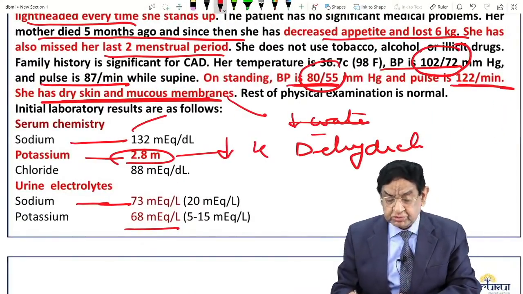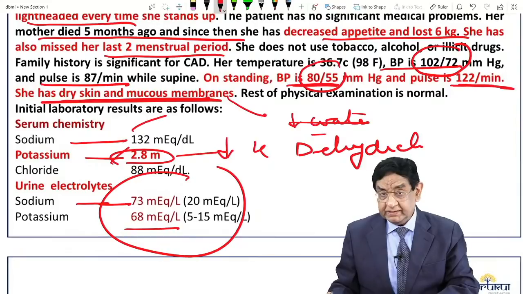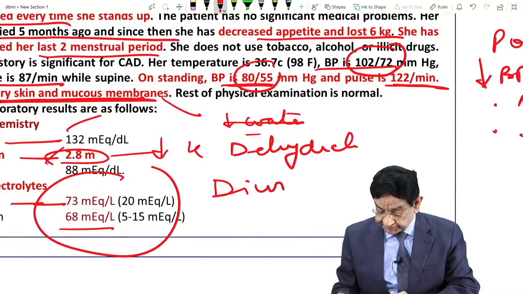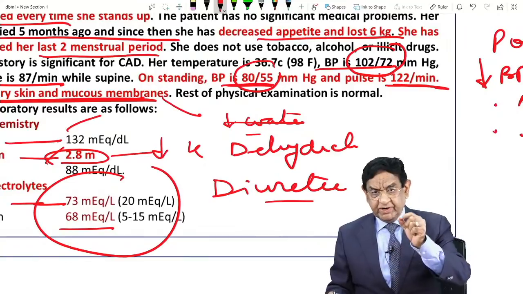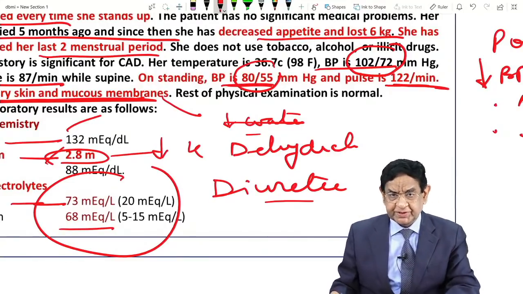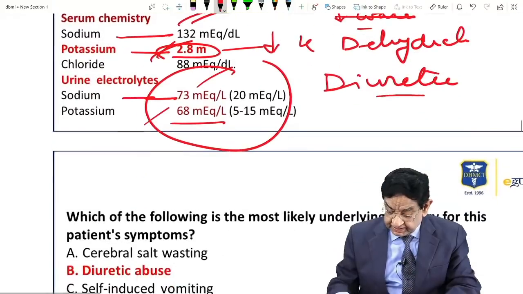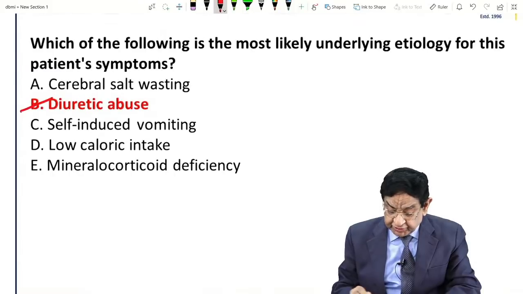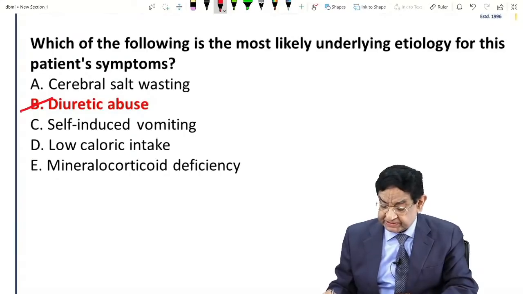Moreover, it has led to low sodium, hypokalemia, and urine sodium and potassium is increased. This occurs with any use of diuretic. Any use of diuretic like furosemide, that can lead to increased urine formation, that can lead to hyponatremia, hypokalemia, increased urine sodium and potassium. Okay, so the answer of this is diuretic abuse. But why is she taking like this?